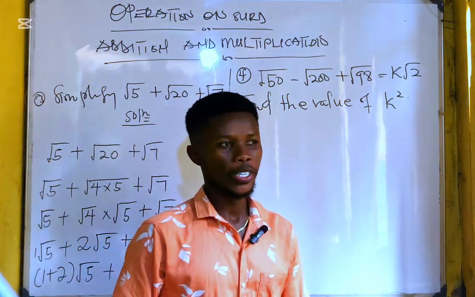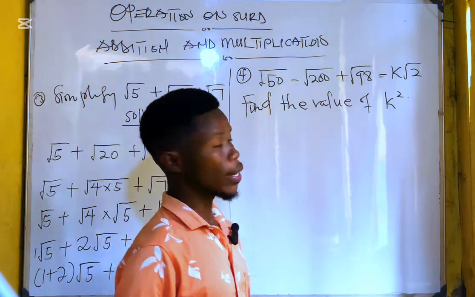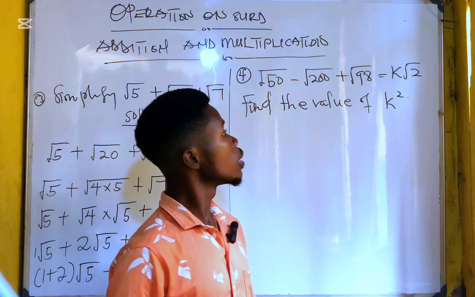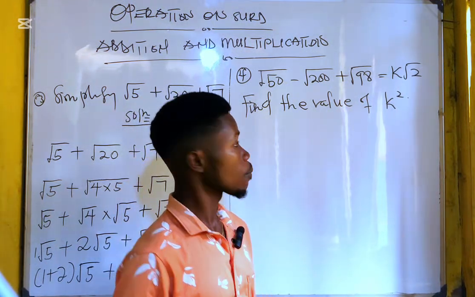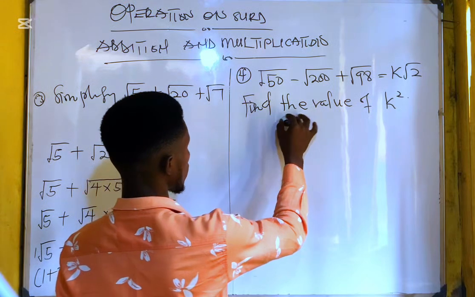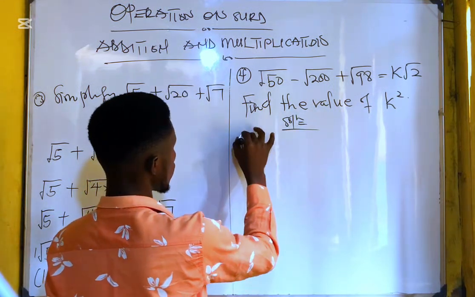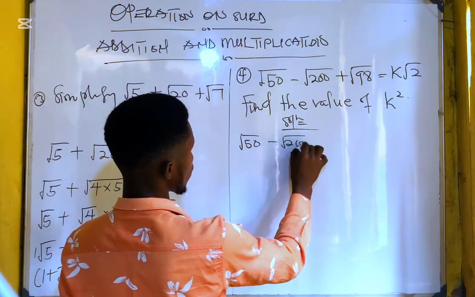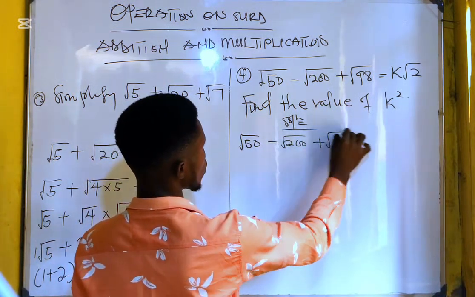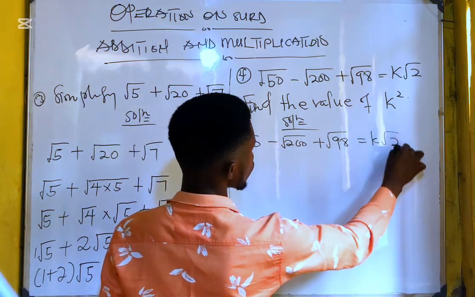So now let's look at example number 4. Root 50 minus root 200 plus root 98 equals k root 2. You have to find the value of k squared. Okay, so let's see how you can go about this. So this is root 50 minus root 200 plus root 98 equals k root 2.